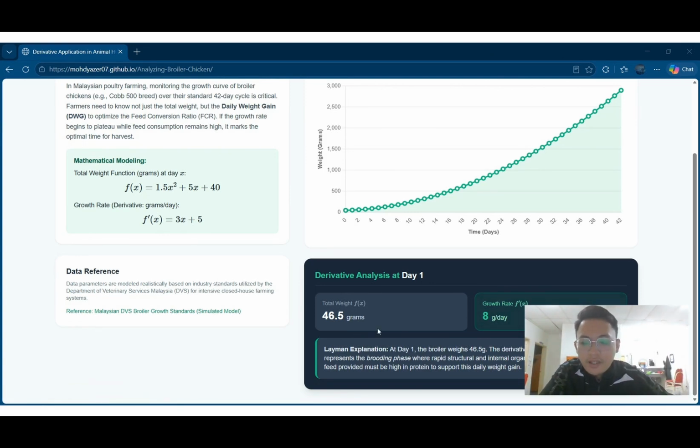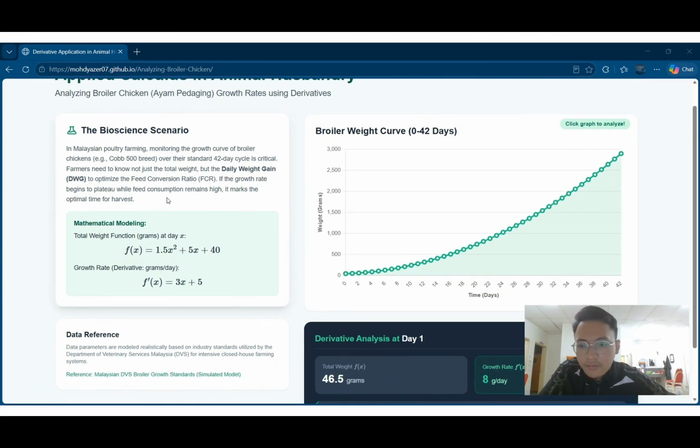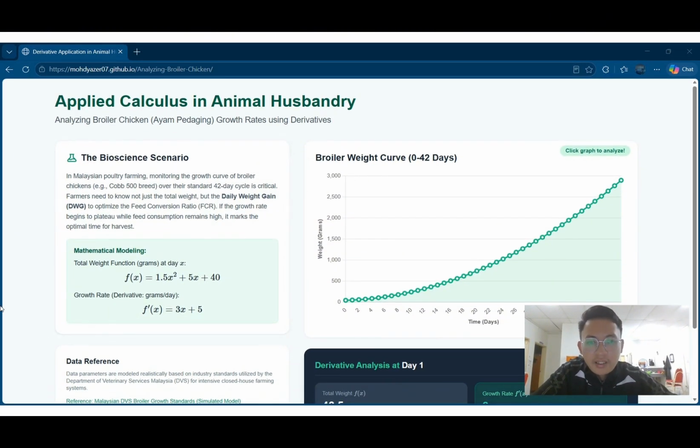As we can see in this graph, the curve is increasing and getting steeper. This means the chicken grows slowly at first, but it will grow faster as days increase. This is typically the biological growth acceleration phase. At day 1, the chick is still small, but it is already growing at 8 grams per day. This is the early development stage.